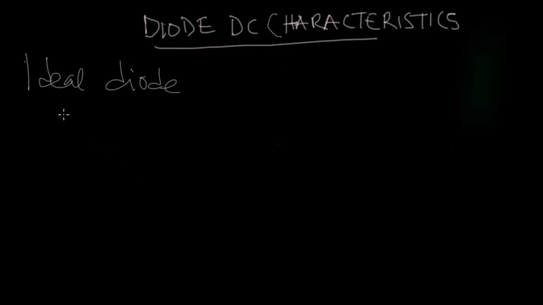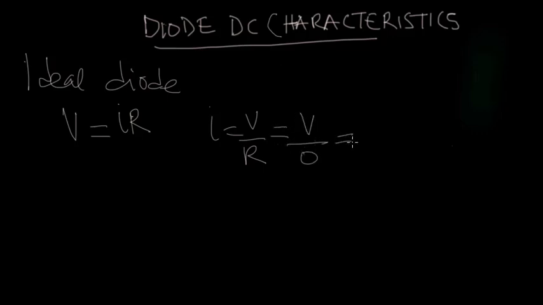If you think about Ohm's law, for example, V equals IR. Now, I will be equal to V over R, which is the resistance. And if we say that the resistance is zero, that simply means that the current will be infinite. So for an ideal diode, the current is infinite.